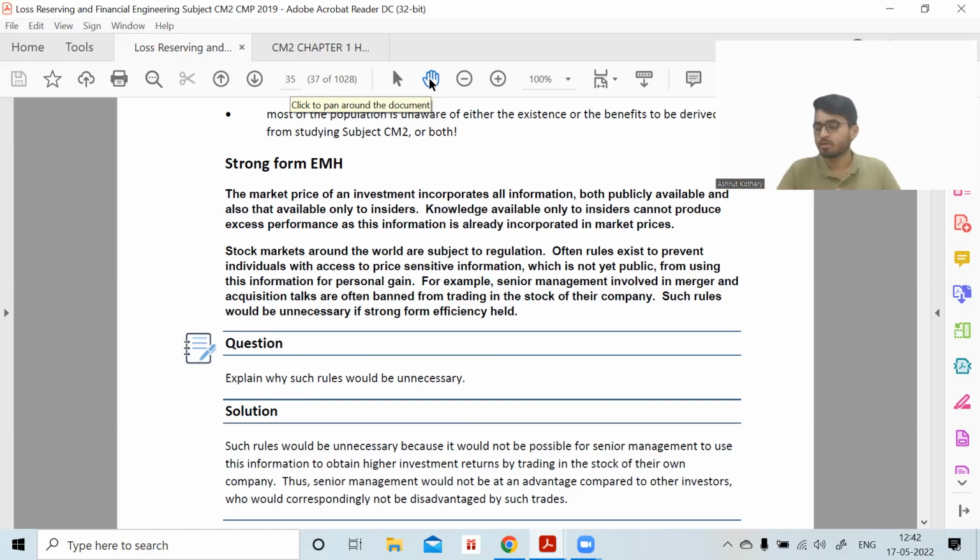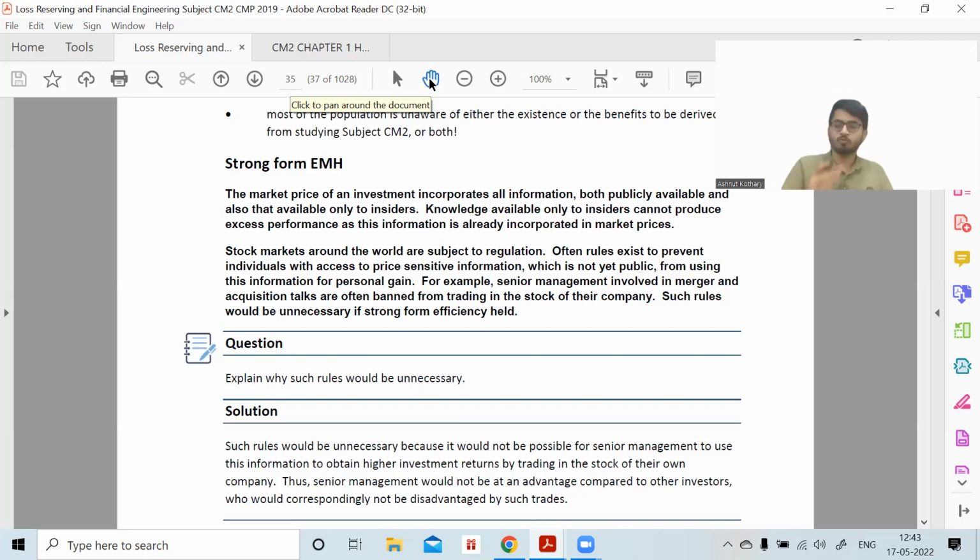Stock markets around the world are subject to regulation. Often rules exist to prevent individuals with access to price sensitive information, which is not yet public, from using this information for personal gains. For example, senior management involved in merger and acquisition talks are often banned from trading in the stock of their company. Such rules would be unnecessary if strong form efficiency held.